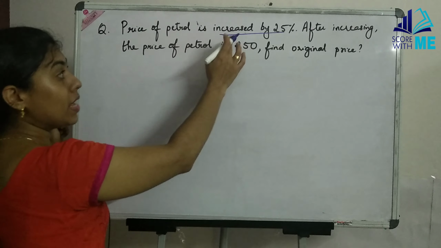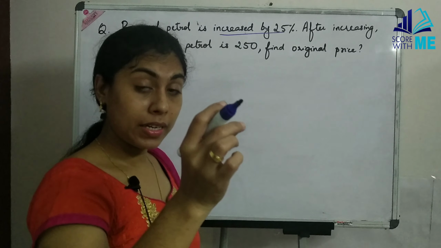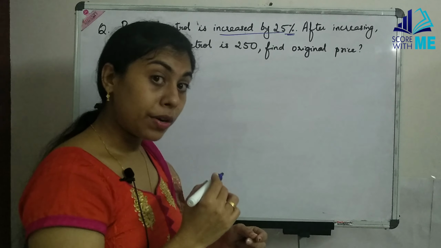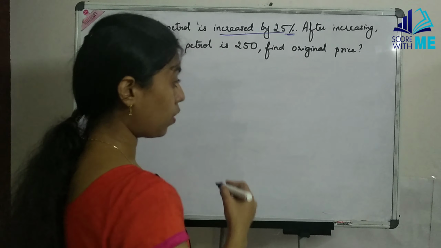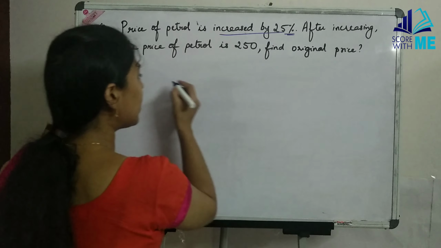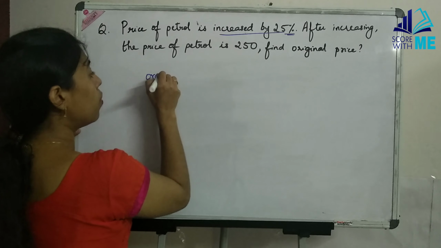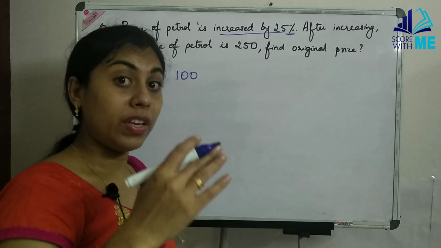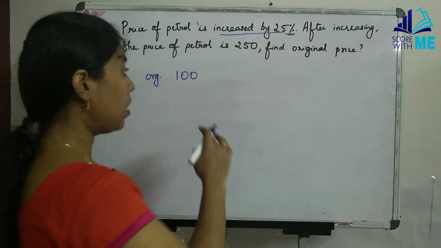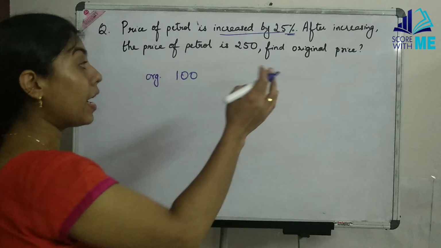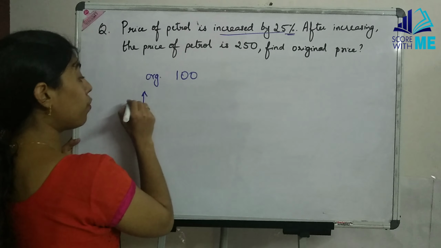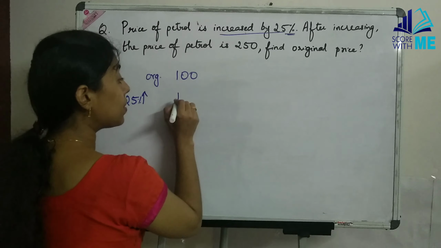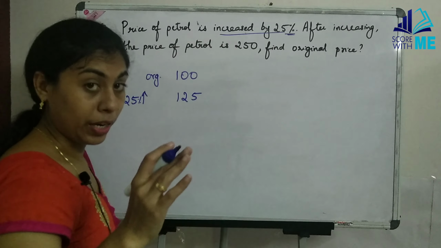Okay, so that is the original price. Now when we say the price of petrol is increased by 25%, what does this percent indicate? It is on 100. So on 100, 25% is increased, on 125 is increased. So let us assume our original price to be 100, because whenever percent comes, we need to assume the base value as 100. So the original price is 100, and after a 25% increase, the price becomes 125. This is what we need to understand.